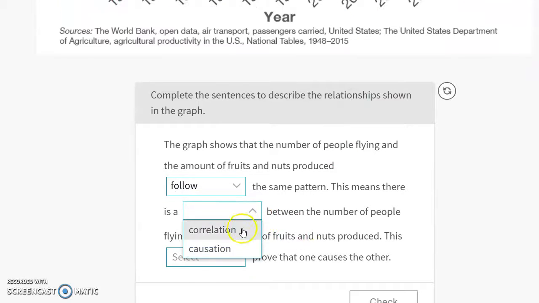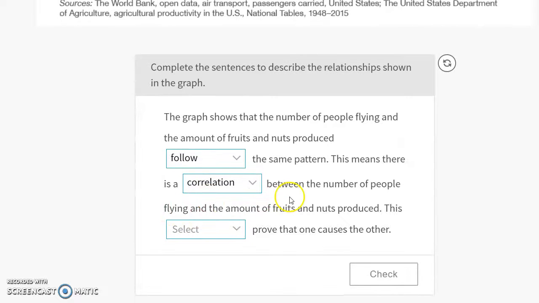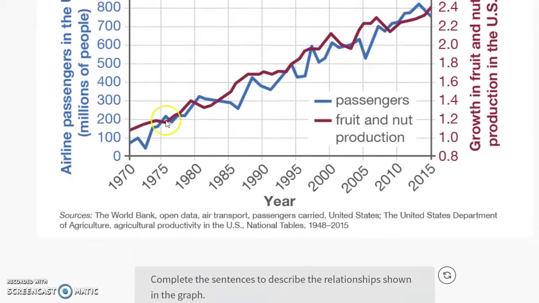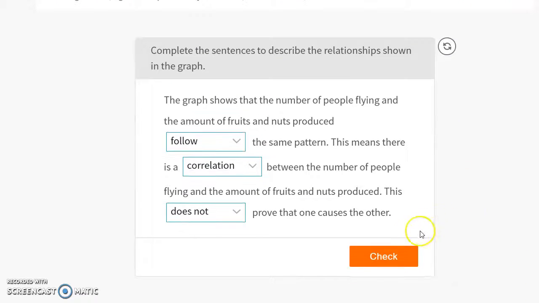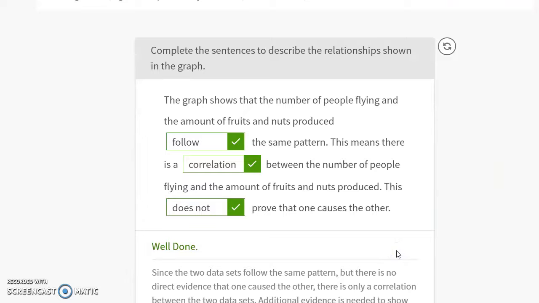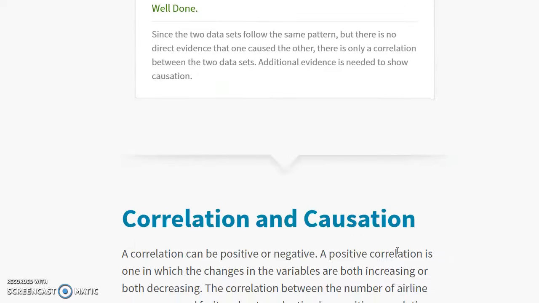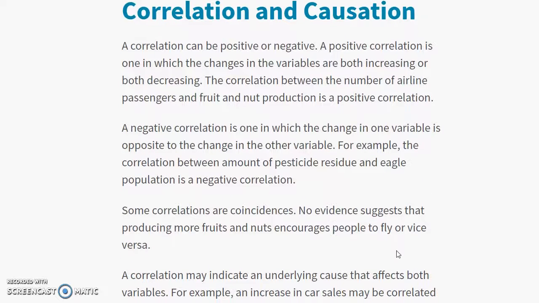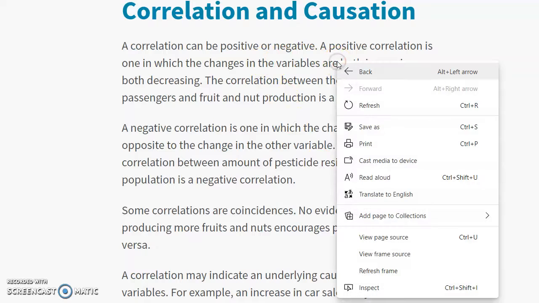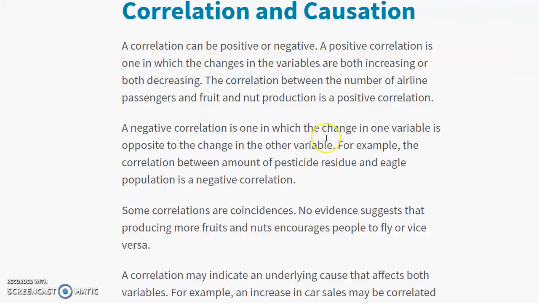That means there's a correlation between the number of flying and the amount of nuts. This does not prove one causes the other, because just because people are flying doesn't mean that, because they're flying, they're eating a bunch of fruit and nuts. There's no natural correlation there. You can't explain why. It just happens to be that they both have a correlation, but it hasn't proven causation, right? It hasn't proven that they rely on each other.